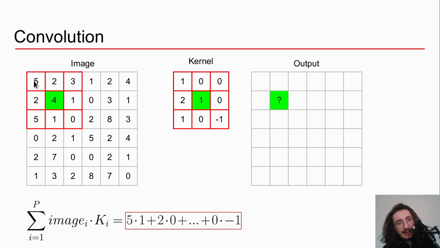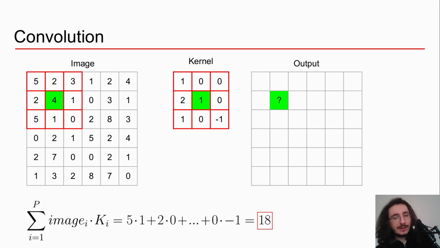So in this case, we have 5 by 1, and then we add to that 2 multiplied by 0, then we add 3 by 0, then we add 2 plus 2. Well, you get the gist. And the last value that we have is this 0 multiplied by -1 over here. Now, when we take all of these expressions and run the math, we end up with 18, which is the value for this convolution.